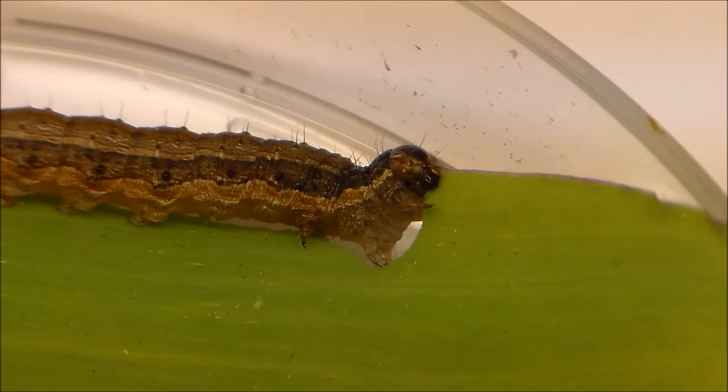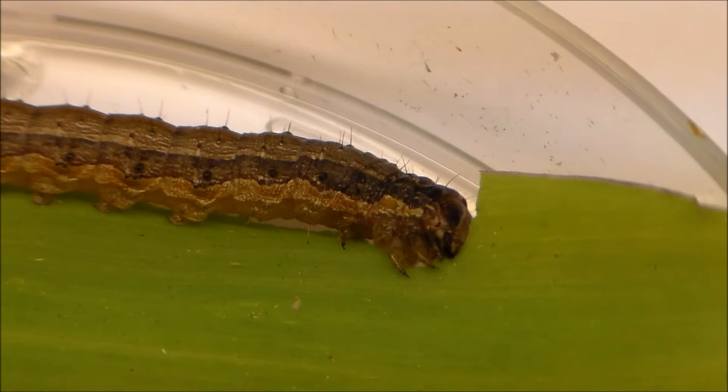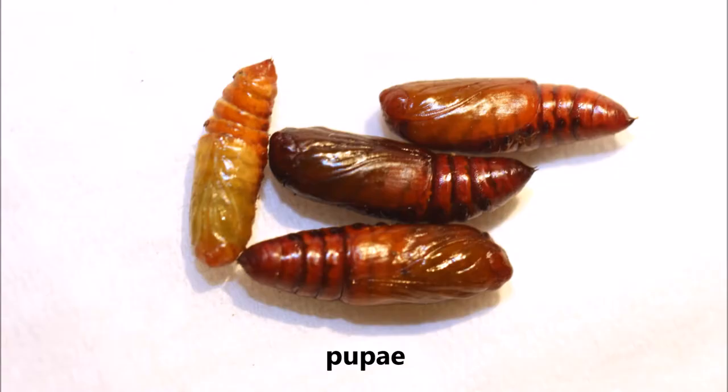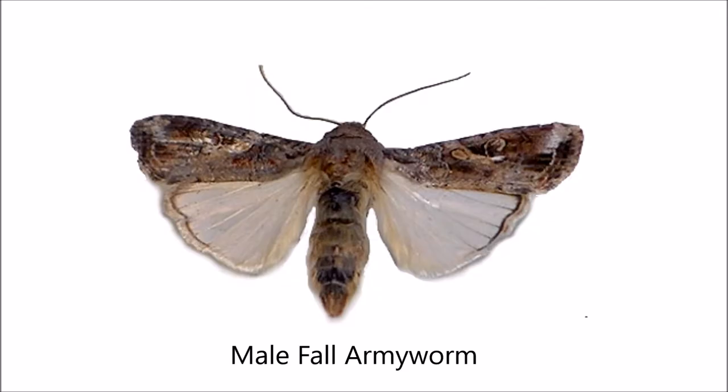In December 2016, Zambia and Zimbabwe reported damage to their maize crops, and by January 2017, this pest had spread to South Africa. Unlike its cousin, the African armyworm Spodoptera exempta, the fall armyworm larvae eat both the leaves and the reproductive parts of a plant.